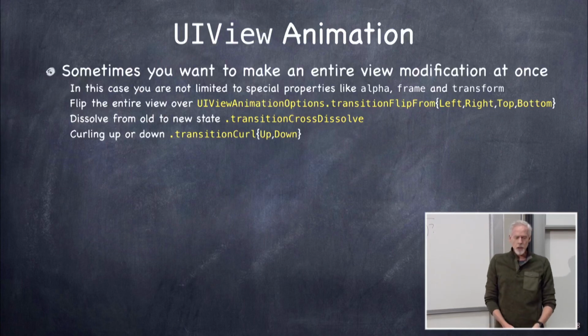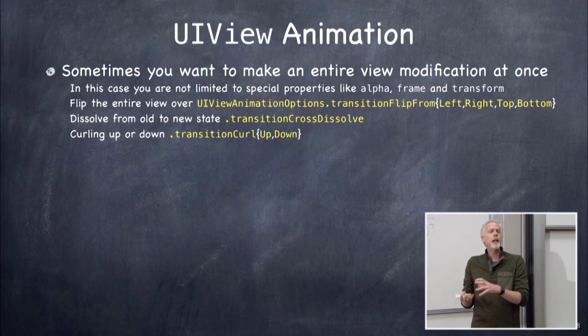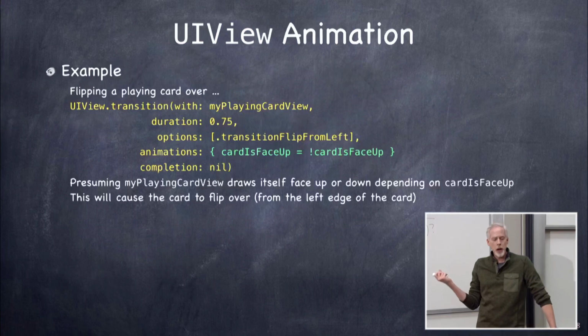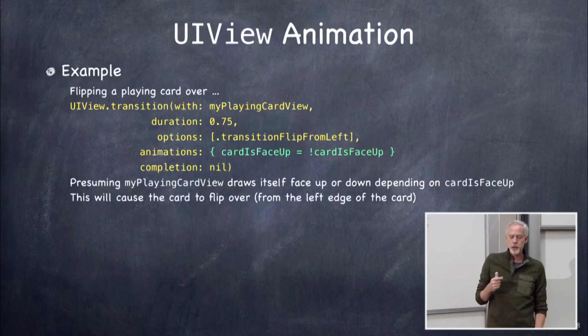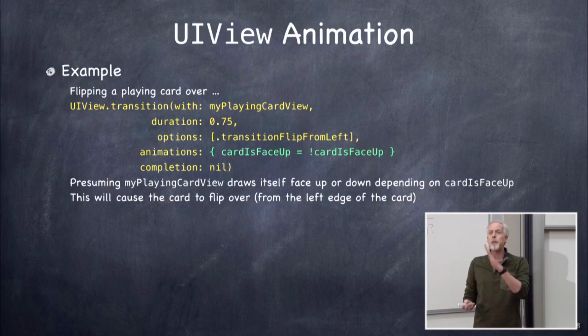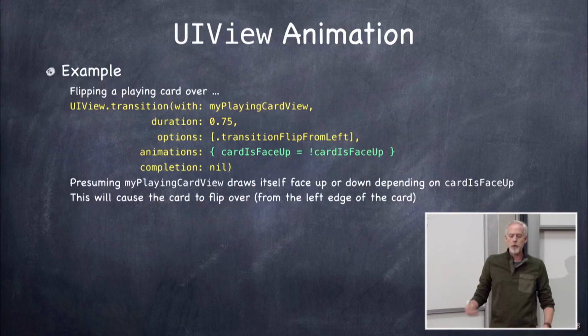Okay, so this is for transitioning, just smoothing out or animating a complete change to a view. Playing card being the classic example. Here's how you would call it. You use this method in UIView. It's a class method called transition with the view. And you give, again, duration, you give the options, same options as we had before, also with some options like transition flip from left, which means flip this thing from the left edge. You can also have flip from top, flip from bottom, cross dissolve, those kind of things.